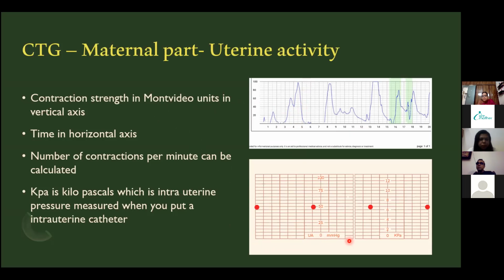And in the olden papers, you can see there is one what is called as KPA. KPA means kilopascals. That actually is measured. It's an accurate measurement of the intrauterine pressure, which is done by intrauterine monitoring. It is not done by the external fetal monitors that we use. So that is only for research purposes that they use, and generally we don't do it in routine clinical practice. So you can see in this 10 minutes you have 2 contractions.